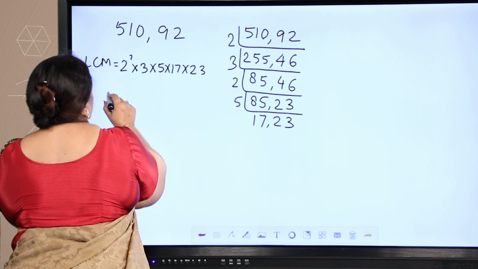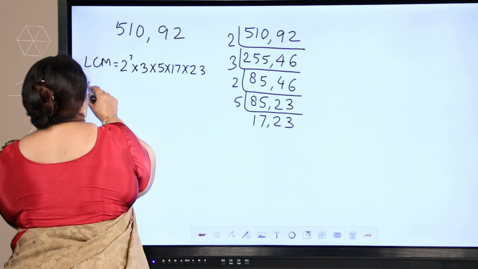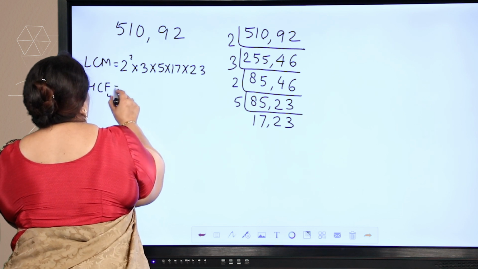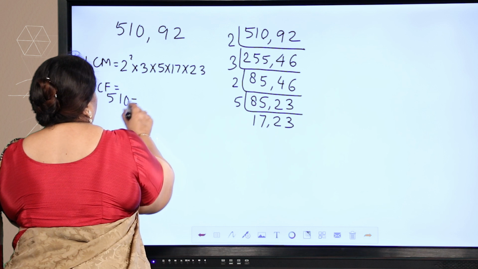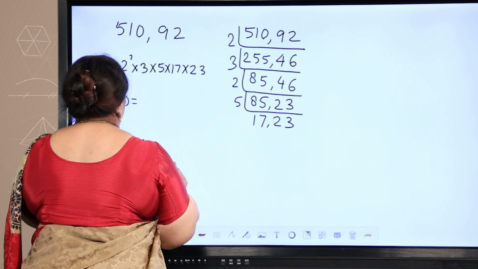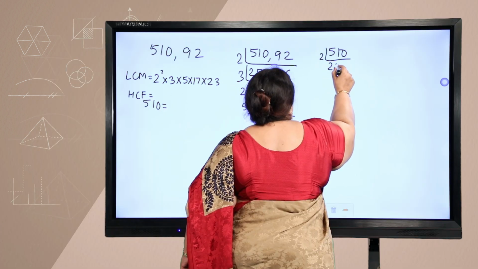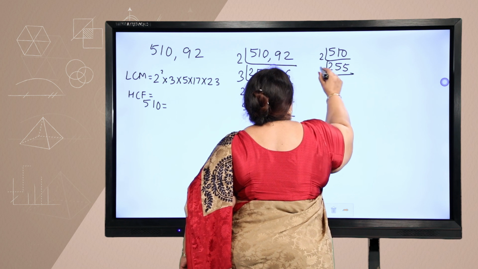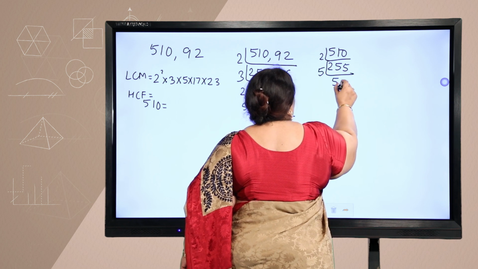What about the HCF? Let me write down the factors. It is 2 2s are 4, 5 5s are.